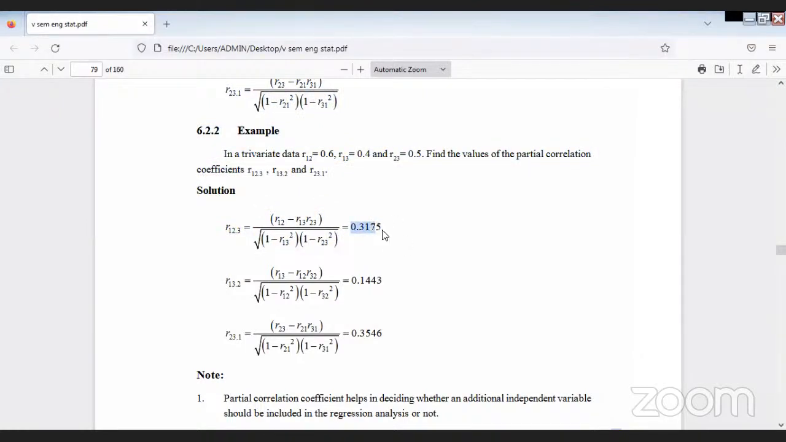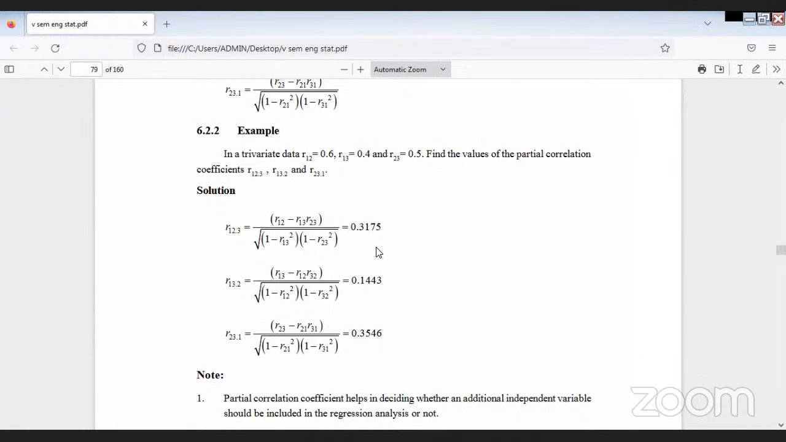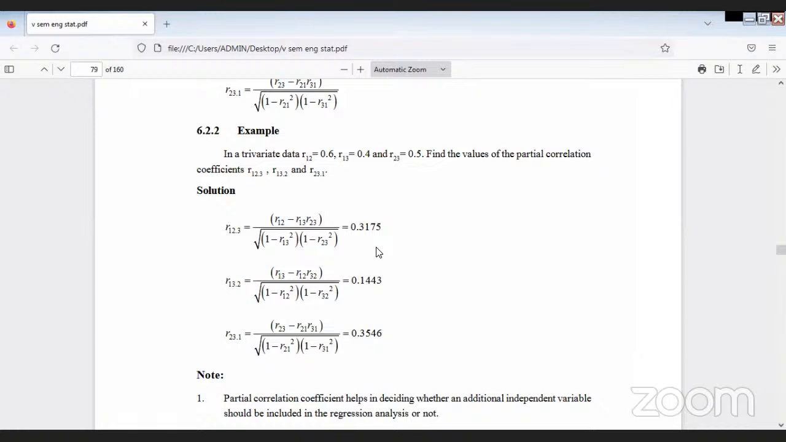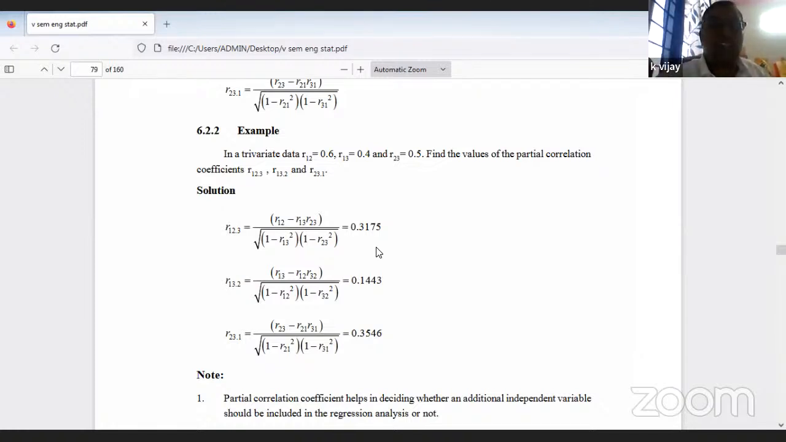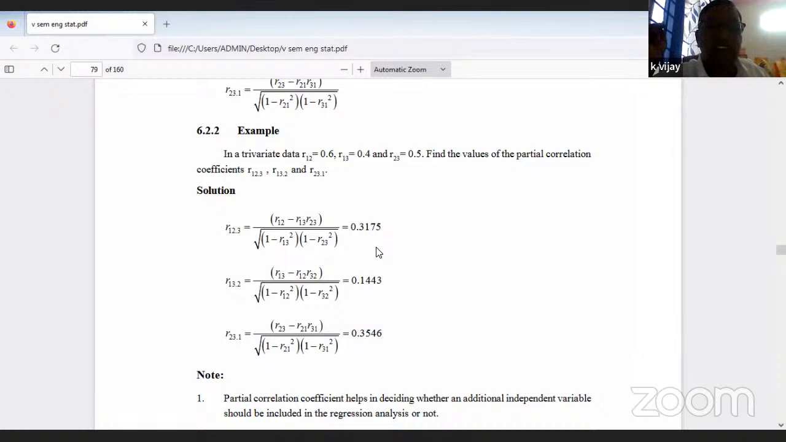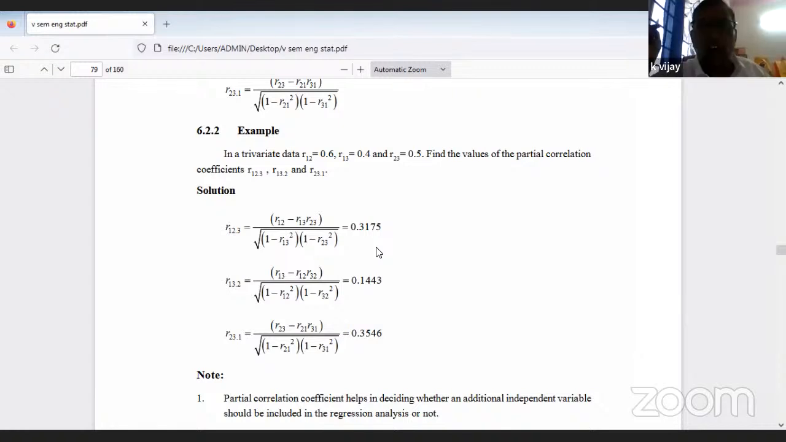Yes, sir, checking. R13.2 check. Sir, it's the R32 value, no? R23 and R32 are the same value. R13 and R31 are the same. Sir, now I got 0.357. The first one is correct, 0.35, I also got the same. Okay, done.